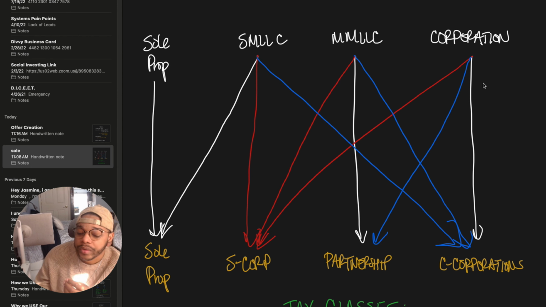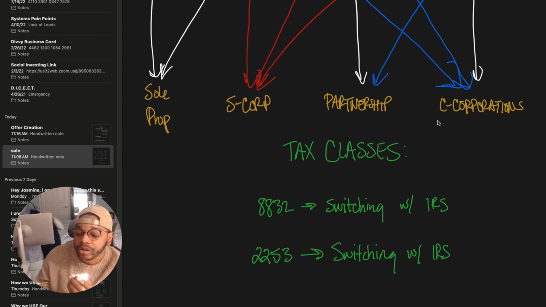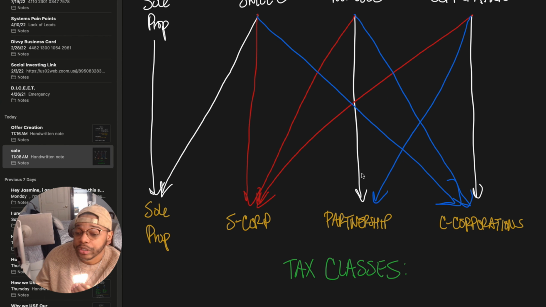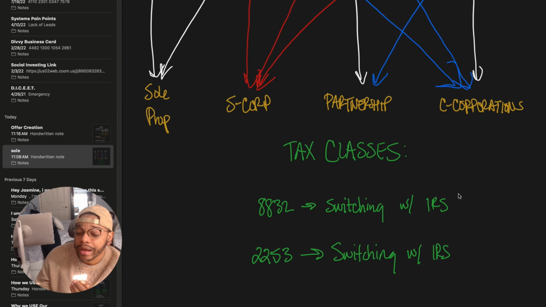All right. Now, like I said, there are different ways that you can actually switch to do the things that I'm mentioning here. And there are two forms that you want to fill out. Now, I highly suggest you go to a CPA to get this done. Don't just listen to me, y'all. We have a CPA, so I'm only regurgitating information that a CPA has told me.